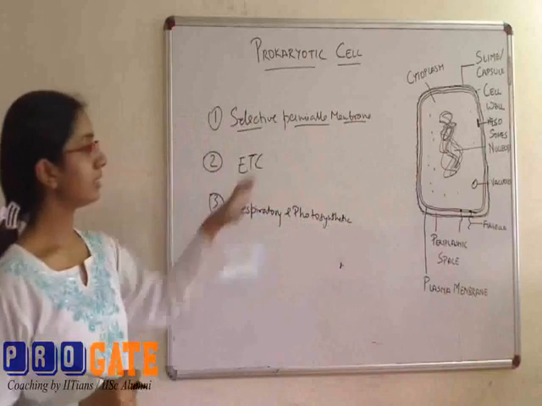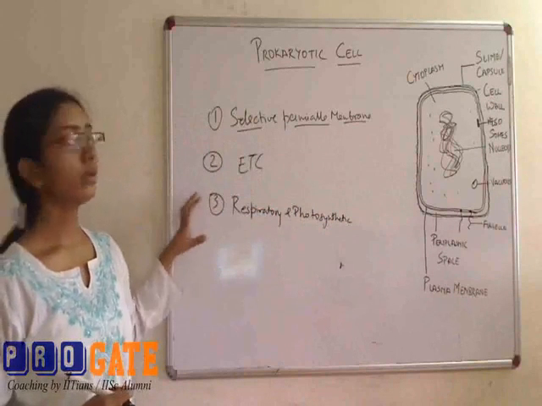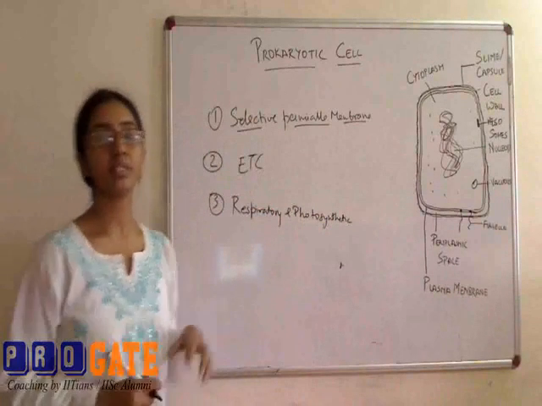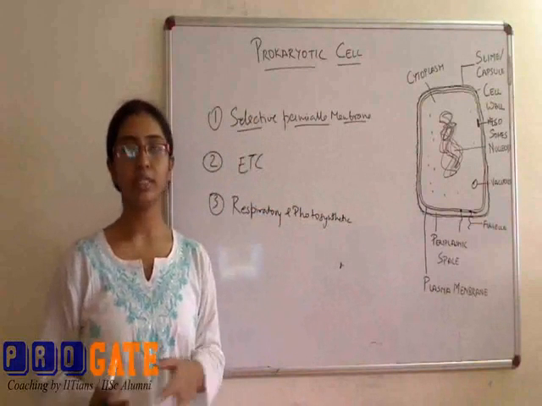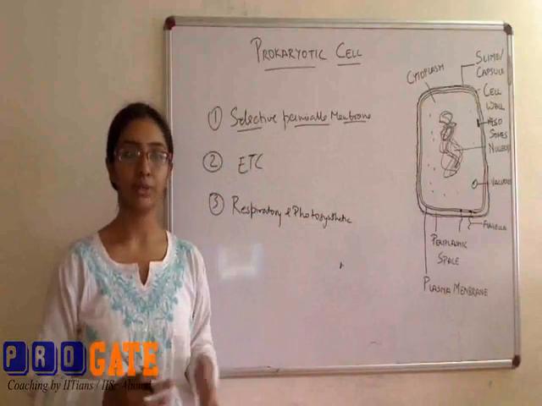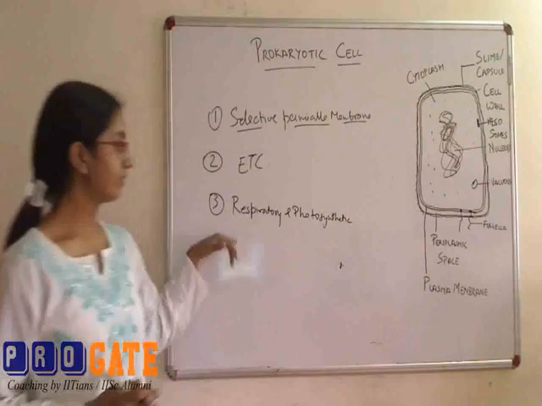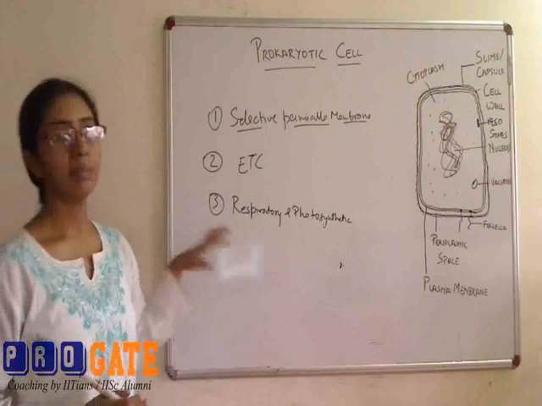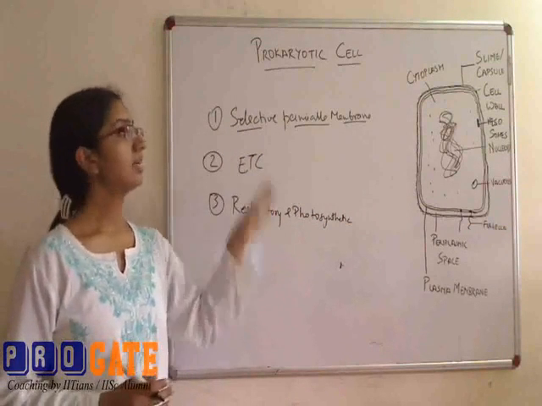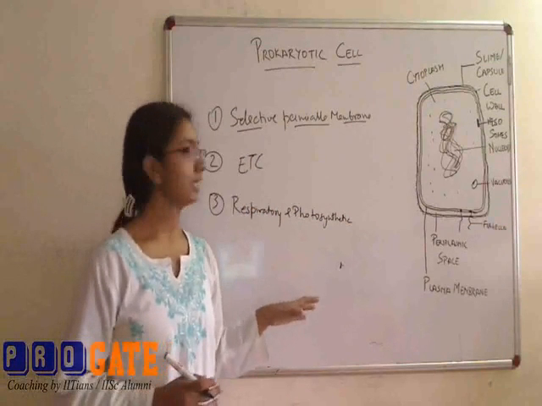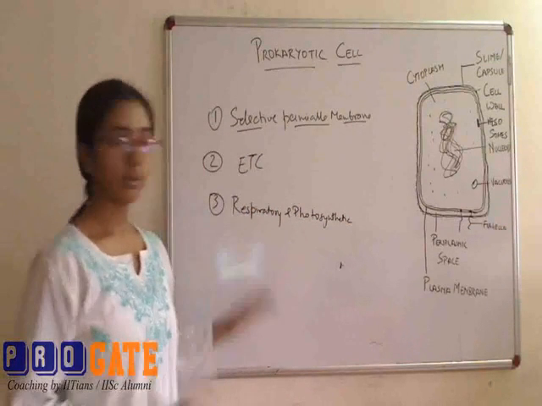All the organelle functions present in the eukaryotic cell, which are provided by the chloroplast and mitochondria, are provided in prokaryotes by the plasma membrane itself. Ribosomes are present inside the cell. This is all about the plasma membrane.